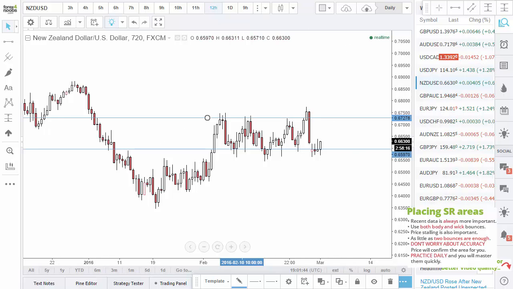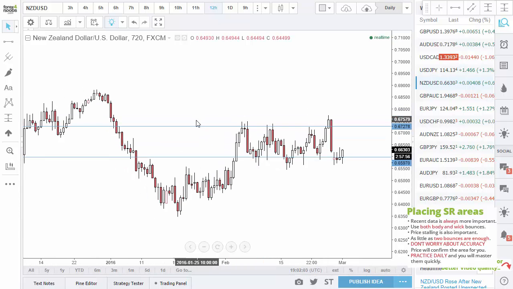Next one, where's that going? It's going down there. Why? Strong bounce, strong bounce. Current bounce that's happening right now. Price is stalling on top of that, and it looks like it's bouncing away. Wick bounce there also. I mean, these two are just so obvious. I don't think they really need much explanation.